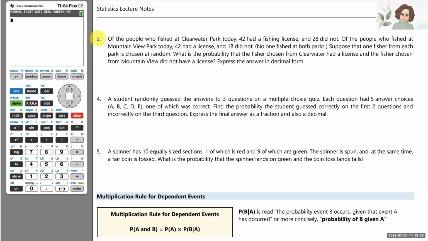What is the probability that the fisher chosen from Clearwater had a license and the person chosen from Mountain View did not have a license? All right, so let's start with organizing the information here.